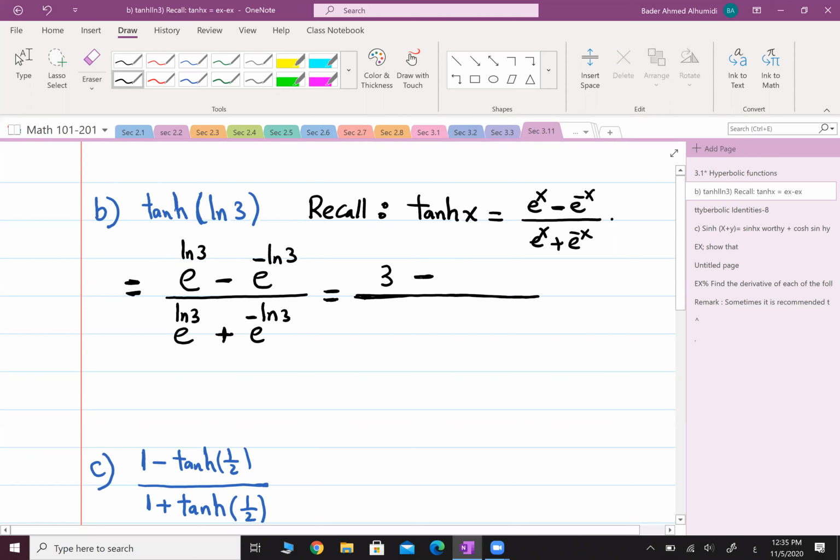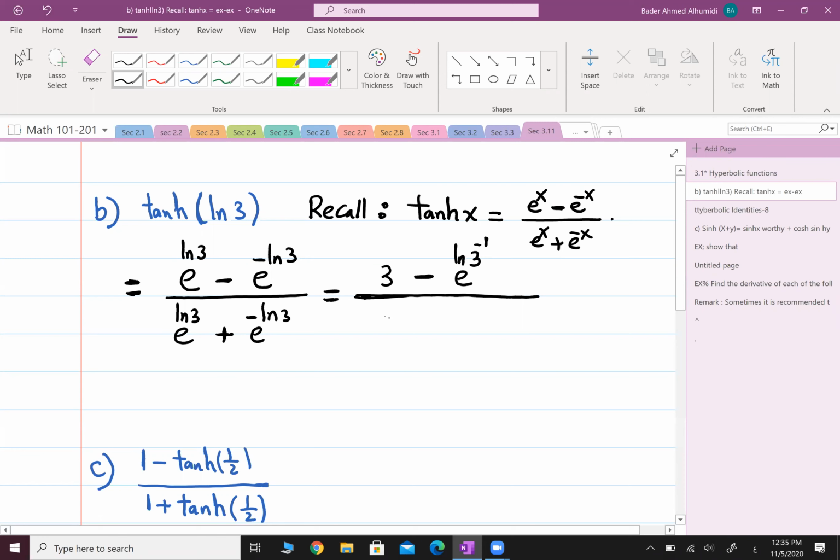Notice, guys, you use the rule e to the ln of x equals x, if there is nothing outside here. So there is a minus sign we have outside. What should we do with the minus sign? Okay, I will do it this time in 2 steps. I will write it e to the power ln of 3 to the power minus 1. In other words, I took this one and I put it as an exponent here.